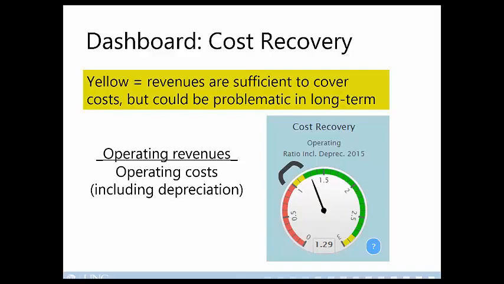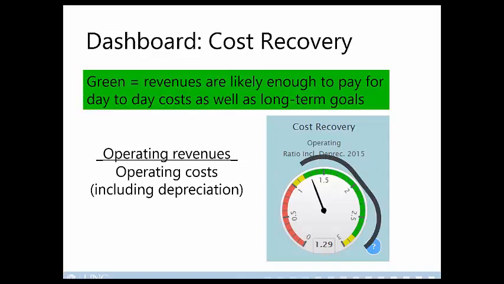Okay, the next one, yellow, means you are meeting those costs, but maybe not enough to be planning for long-term projects, such as capital improvement plans or saving up for a big project, whatever your needs might be. So that falls within 1 to 1.2. It's kind of a narrow slice there on the dial.